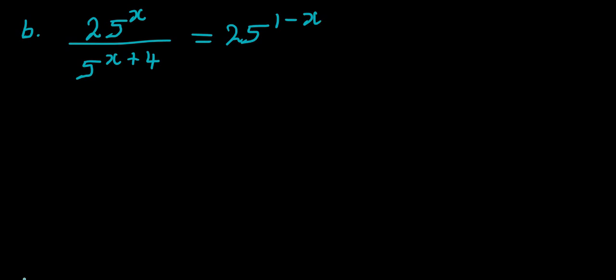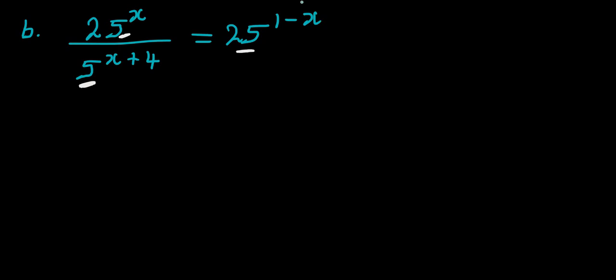We have question B, which is 25 exponent x over 5 exponent x plus 4 equals 25 exponent 1 minus x. On the left side, we have 25 as the base of the numerator, as you can see here. The denominator has a base of 5, and on the right side, we have a base of 25. The minimum base we have here is 5, so we are going to try and change the base of 25 to that of 5.